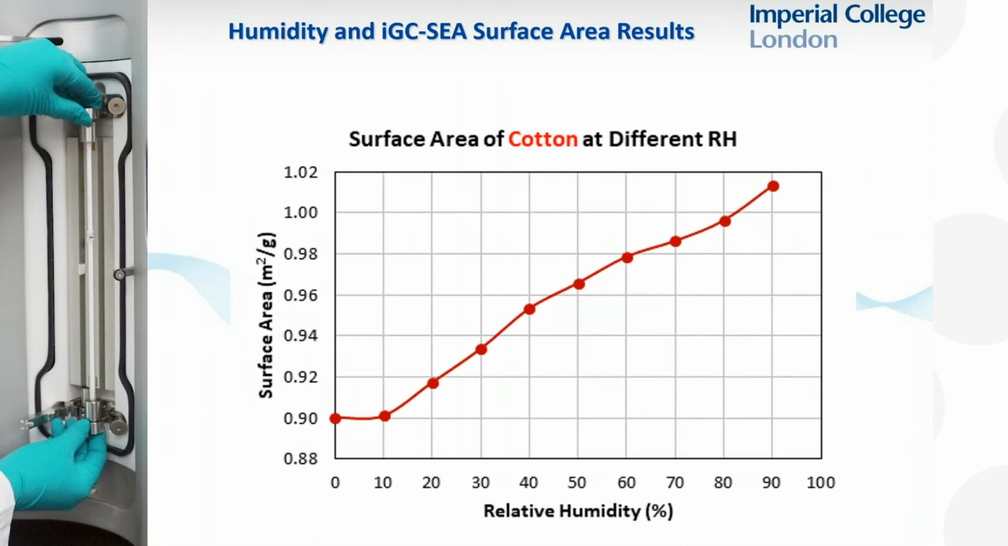So here is a measurement of the surface area of cotton. And cotton is not unlike cellulosic materials. But what you can see here is that as I change the humidity, in this particular case, the material swells slightly, and the surface area changes due to humidity. So the IGC method is quite interesting because it allows us to measure the surface area of a material at different humidities, which is quite interesting and quite novel.